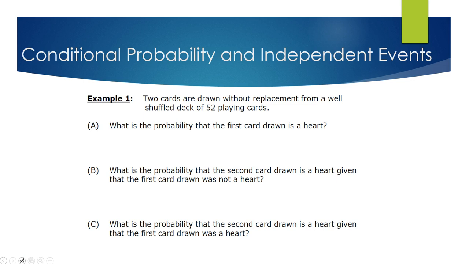And so you're asked these questions here. What's the probability that the first card drawn is a heart? Because now we're picking 2 cards out of this. B, what is the probability that the second card drawn is a heart, given that the first card drawn was not a heart? And C, what is the probability that the second card drawn is a heart, given that the first card drawn was a heart? So consider these and answer the questions in Play Pause It, and then we'll go over this.